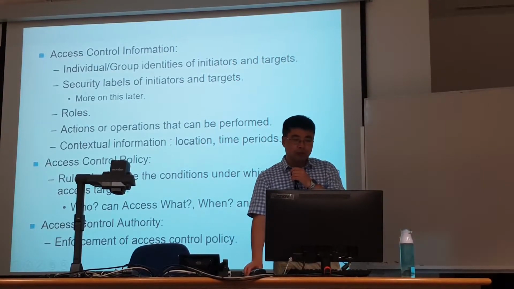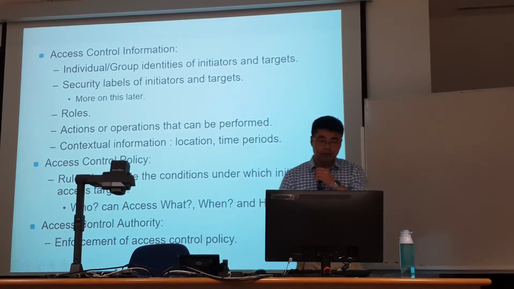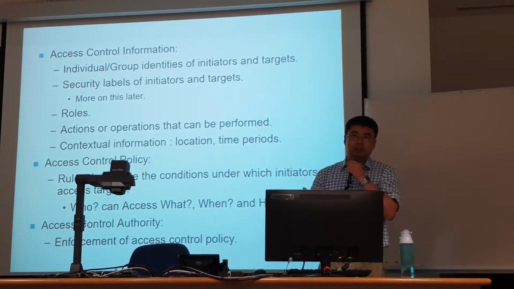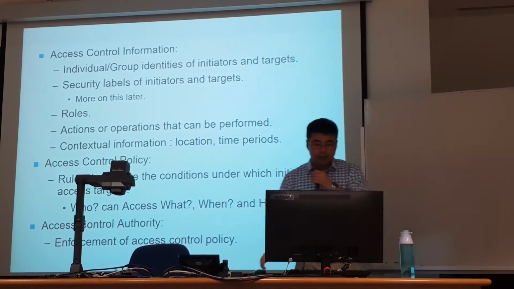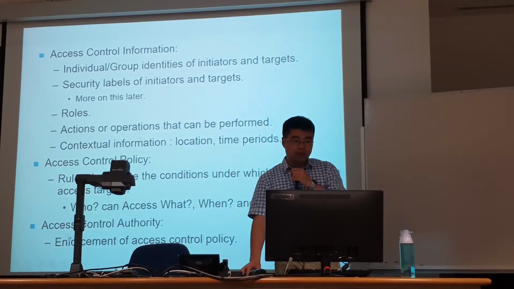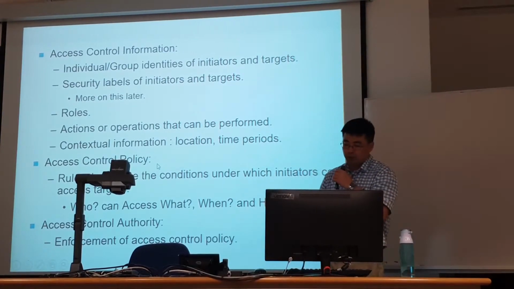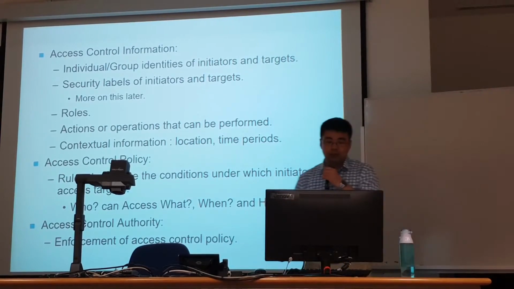All this information can be used to define the access control policy. The access control policy contains the rules, like who can do what, when. So you define the rules, right? Who can read file 1, who can write file 2, and so on. And then the authority is the entity that will enforce the policy. The authority will make a decision on whether the access is denied or not based on the policy, the rules.